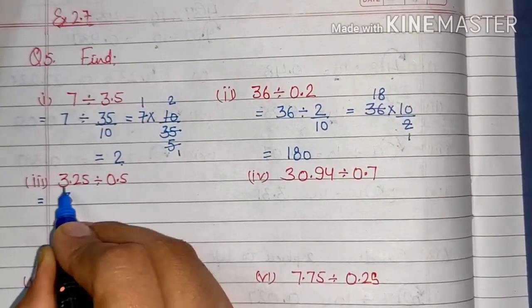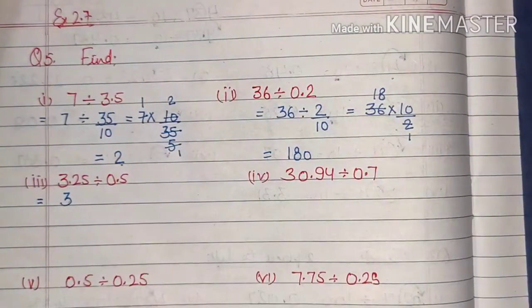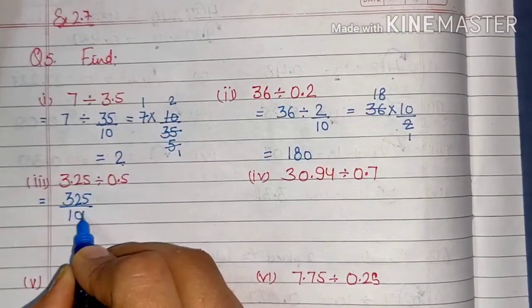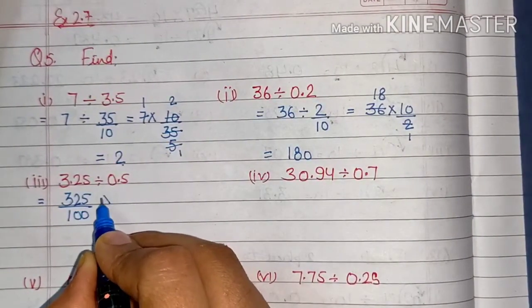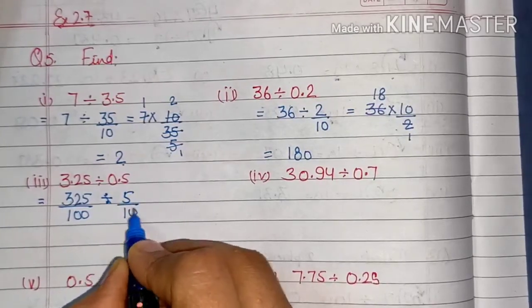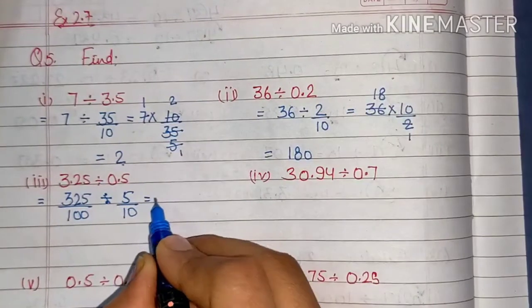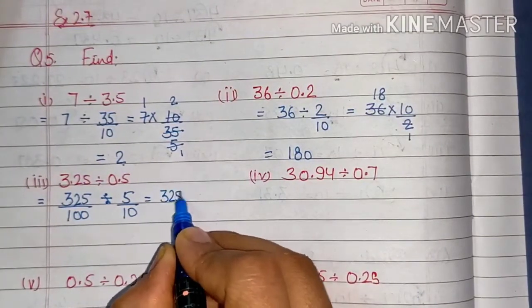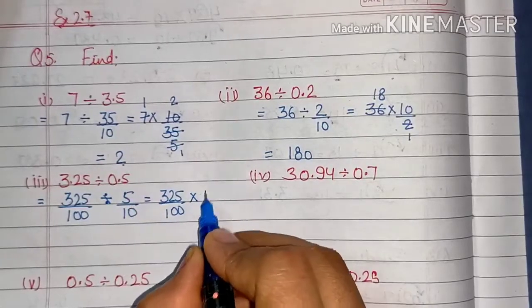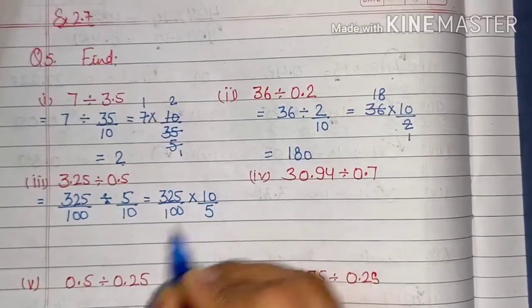Okay. Now see third part. It is 3.25 divided by 0.5. So first we will remove the decimal. It is 100 and keep divide sign same. First remove the decimal. So it is 5 upon 10. Now we will write multiply sign and 5 upon 10. It will be 10 upon 5.